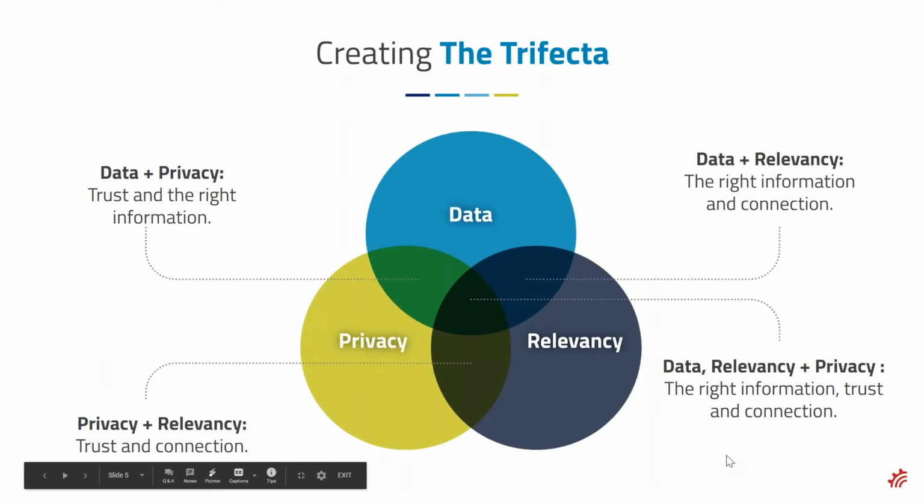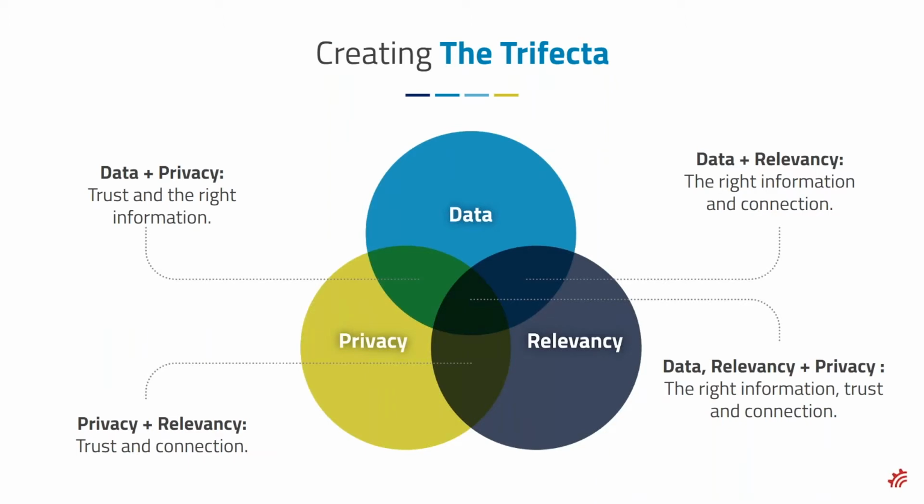So in creating this trifecta, at the end of the day, you want to have all 3 pieces have the right mixture. So the first part of this is you can have 2 pieces like data and privacy. So you can have the right information and they can have trust with you within a brand. But again, you can send a lot of information and still not be relevant to the consumer itself.